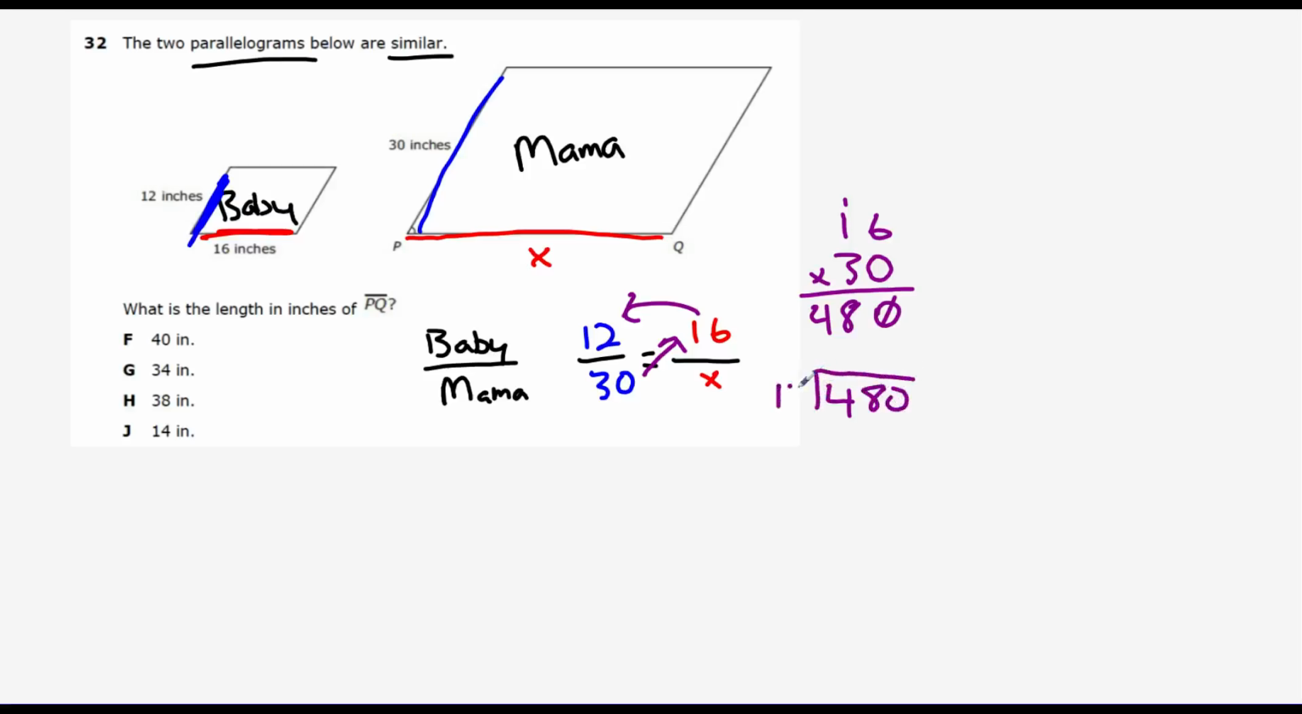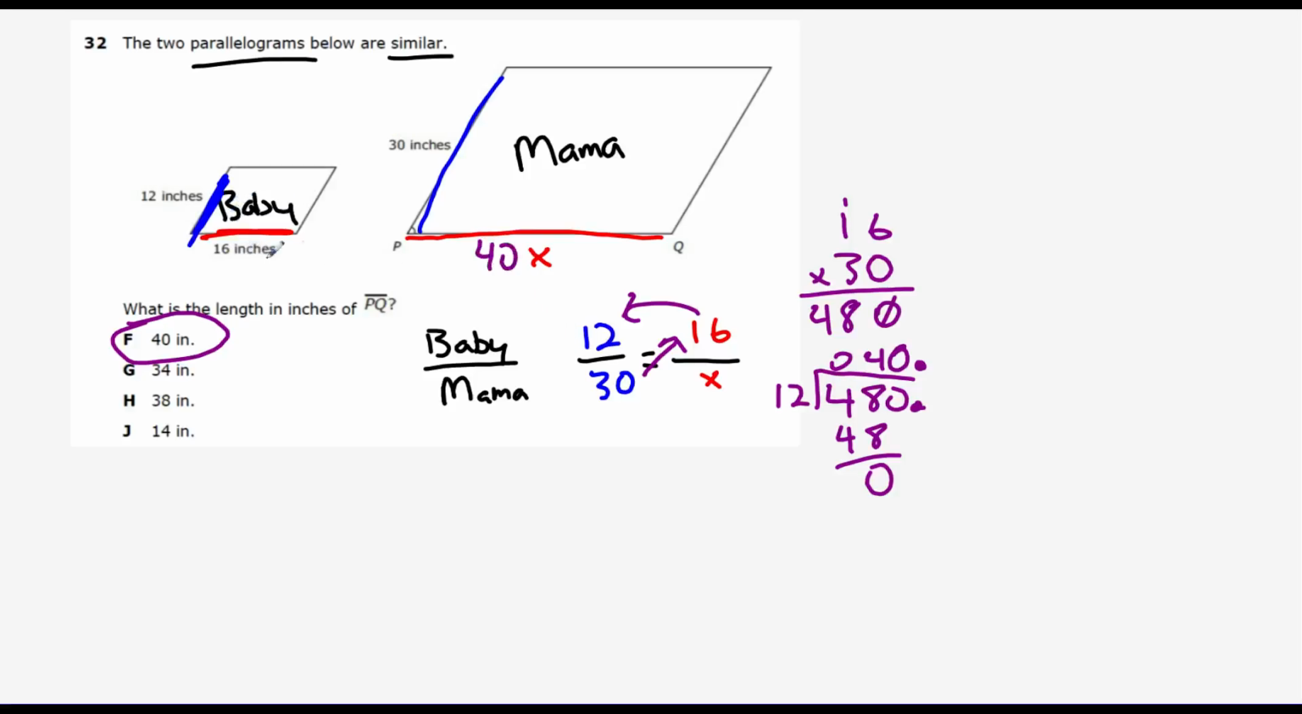And this will come out nice and easy. 12 can't go into 4, but it goes into 48 4 times, because 12 times 4 is exactly 48. I have nothing left to divide, so I'm going to bring my decimal up, and in this empty place, I'm going to put a 0. That gives me 40, which is our answer. We can check to see if that makes sense.